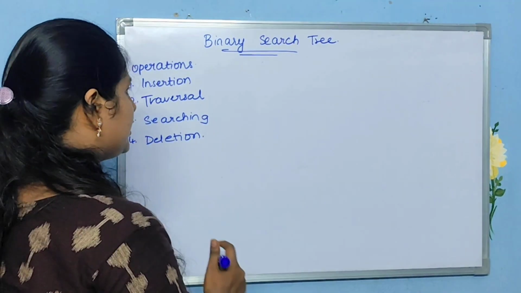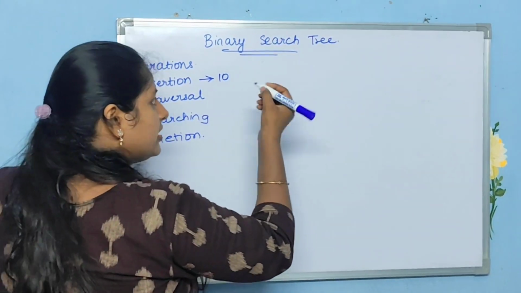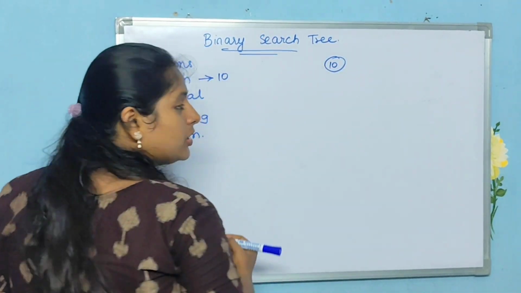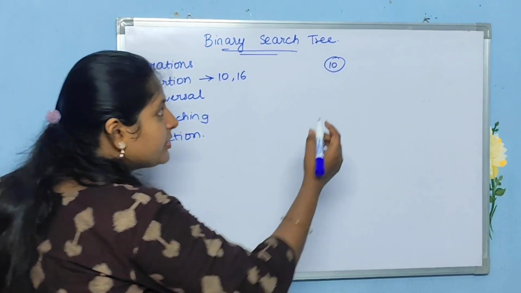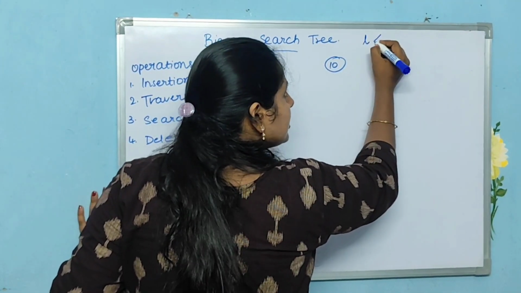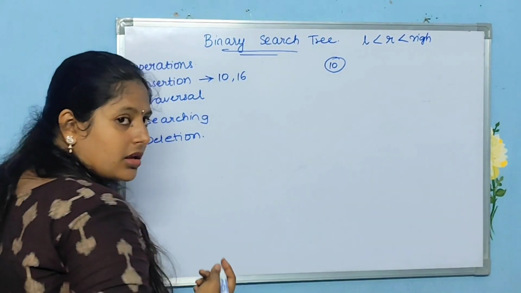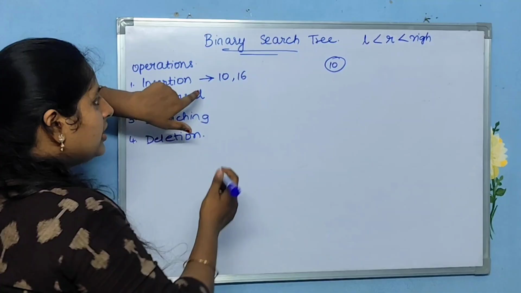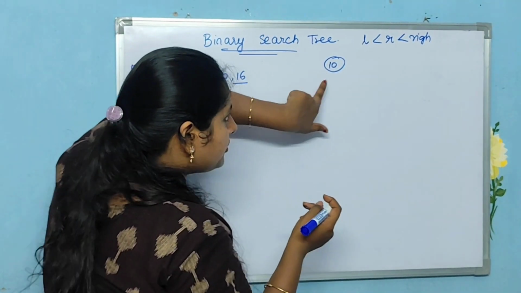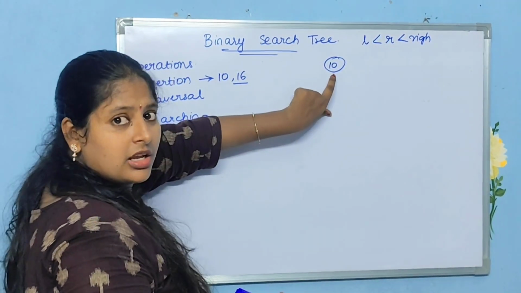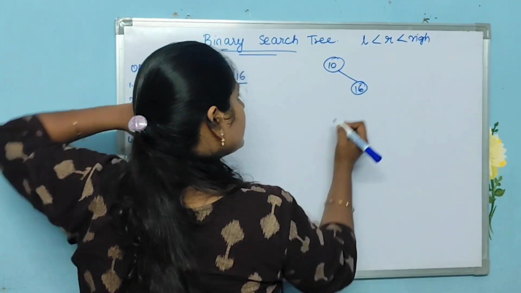Now let's consider insertion. My first node is 10. Always the first node will be my root node. Now I want to insert 16. What is my rule? Left subtree elements are less than the root and the root is less than the right subtree. The next node is 16, so will it be placed to the left or right? All the elements greater than the root node will be inserted at right. So this is added at the right subtree.